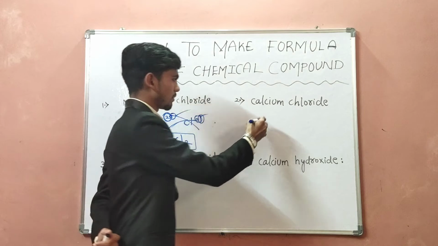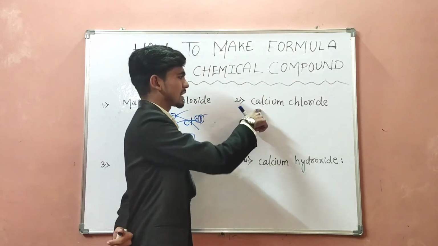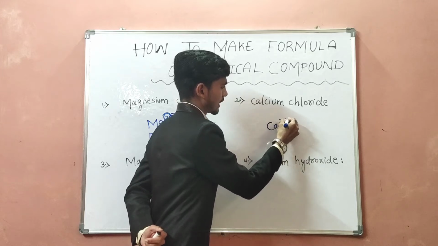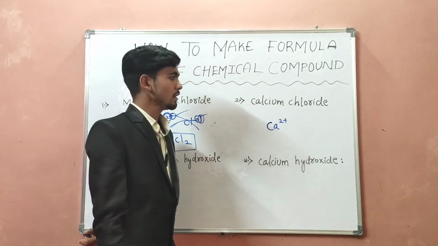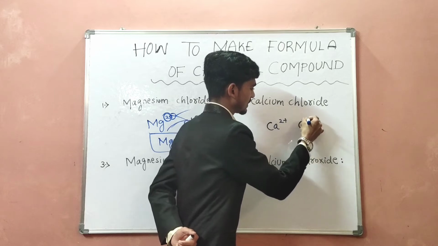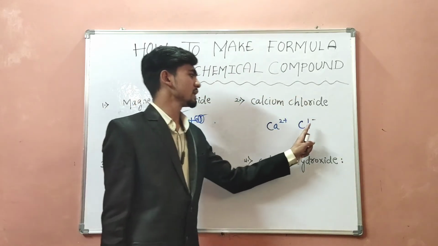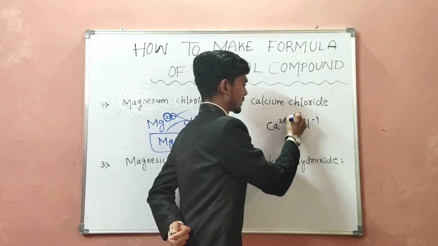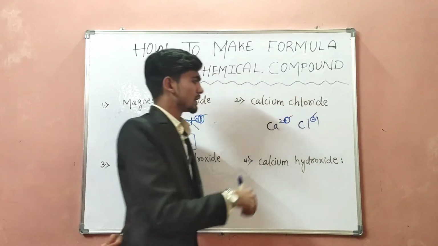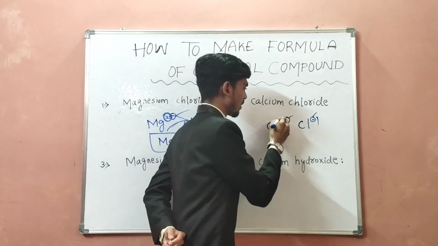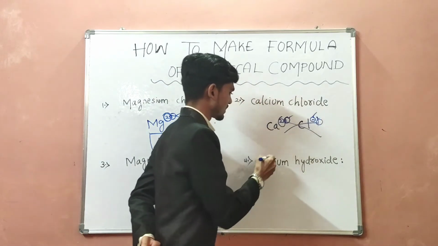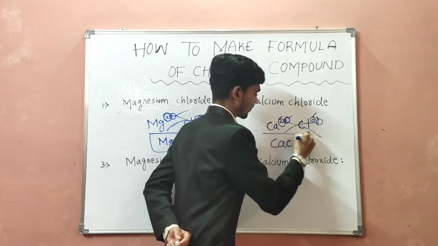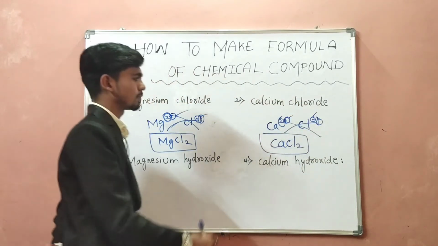Next is calcium chloride. See here, the ionic formula of calcium is Ca2+ and chloride is Cl-. If nothing is in the power, 1 is always present. Neglect the charge carriers and transpose these powers on opposite sides of the bases. Then we get CaCl2. It is the formula of calcium chloride.